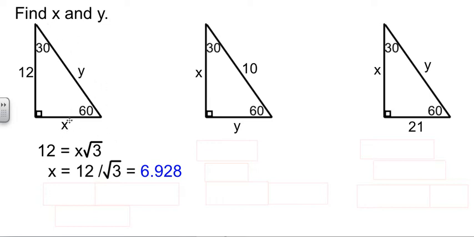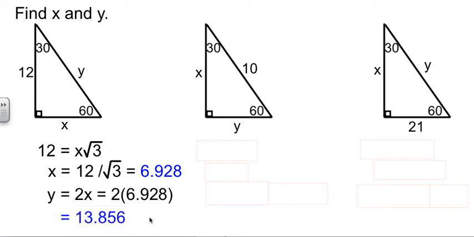Now that we know the short leg, we can find the hypotenuse, because the hypotenuse is 2 times the short leg. Well, that means it's 2 times just under 7, which is a shade under 14.